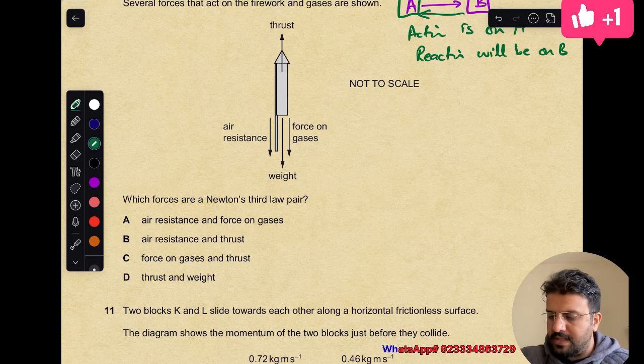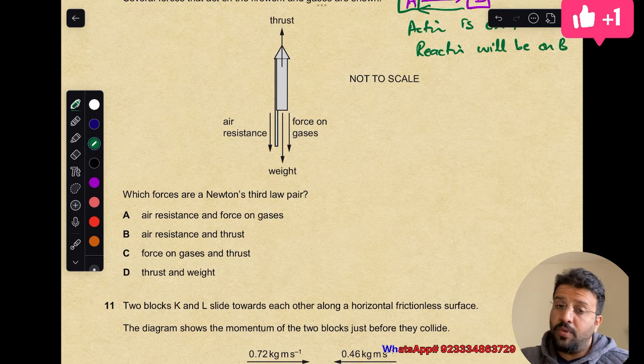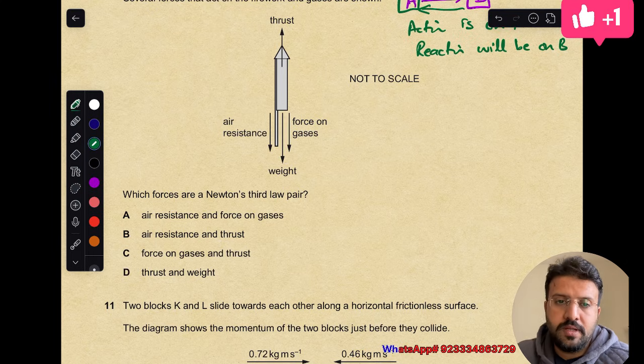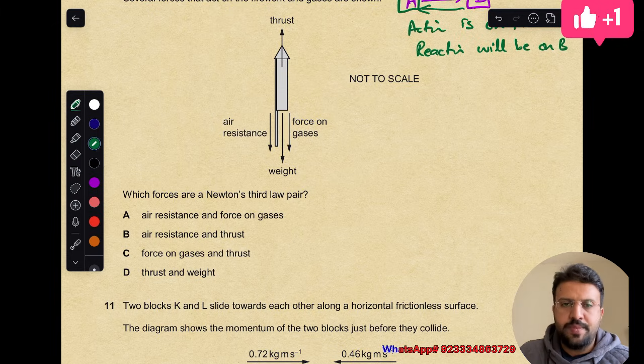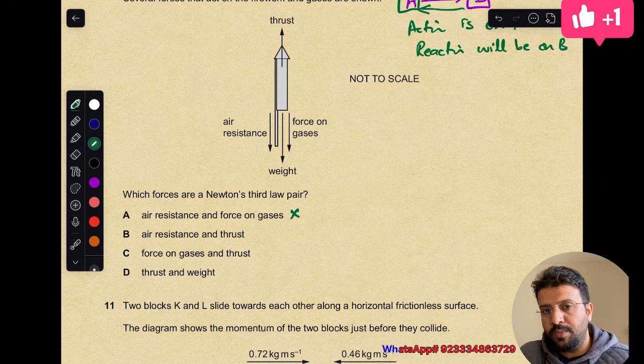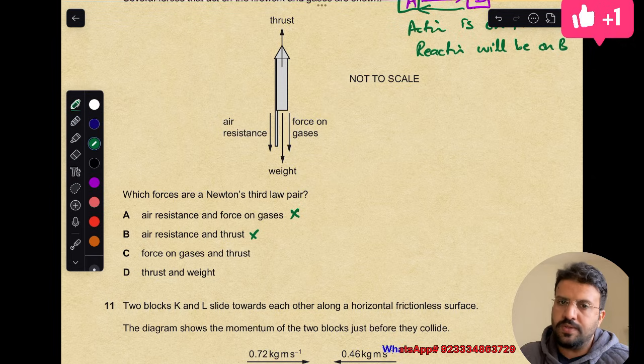Okay, so air resistance is between the rocket and the air, and the force on the gas is between the rocket and the gas. It's more or less the same thing, right? In the third law, a third object will not be involved. If you consider the gas as a different thing, then there are three objects in the first case: air, rocket and gas. That is not the option. There should be only two objects involved in Newton's third law. Air resistance is acting on the rocket, and thrust is also acting on the rocket, so there is only one object. That is also wrong.